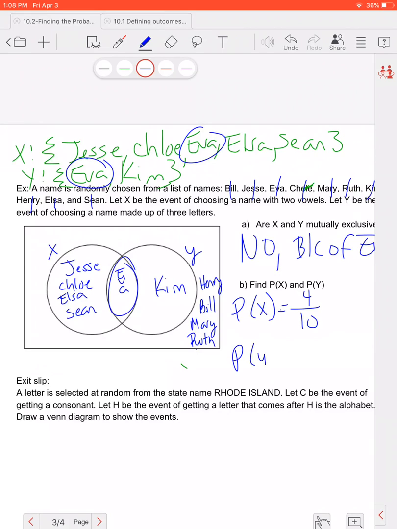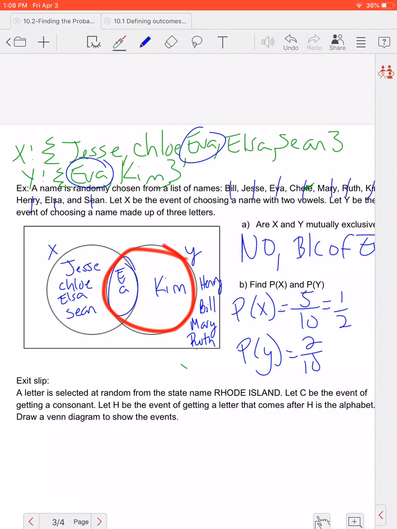And the probability of Y is, I'm sorry, it's not 4 out of 10. You have to include this double right here. Okay? So in X, there's actually 5 names, which will reduce to 1/2. The probability of Y is 2 out of 10. Okay, because again, Eva is in both of them.